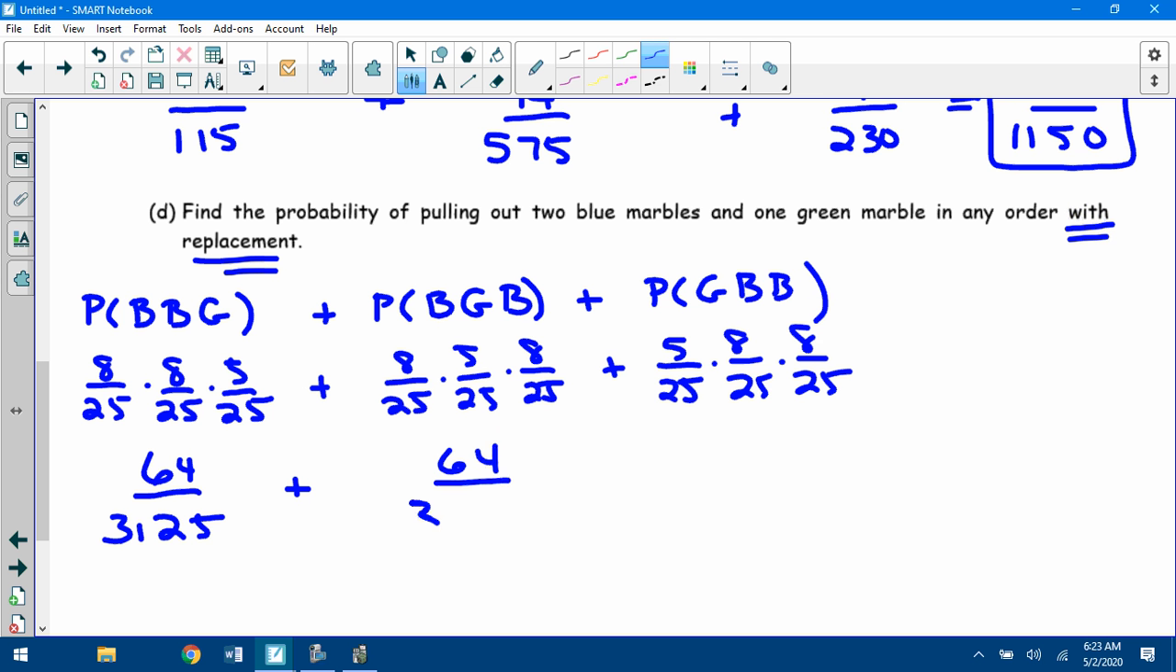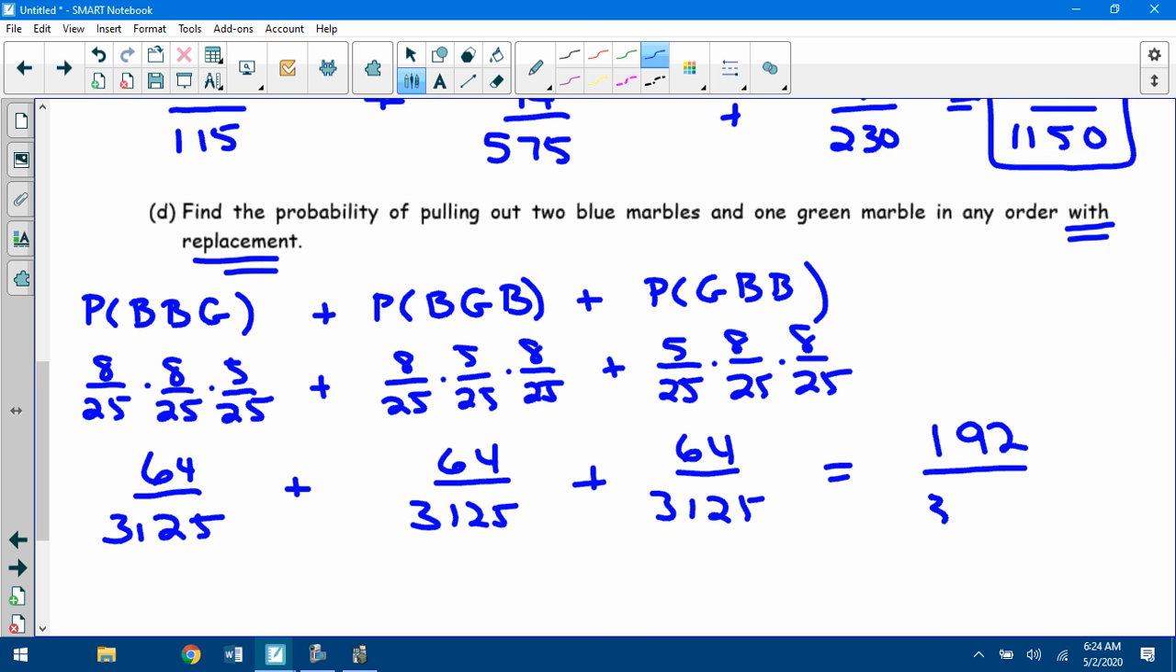But since any of these three scenarios is legitimate, because it doesn't specify the order I have to pull them out, I have to consider all three, add them up. My answer is going to be 192 out of 3125.